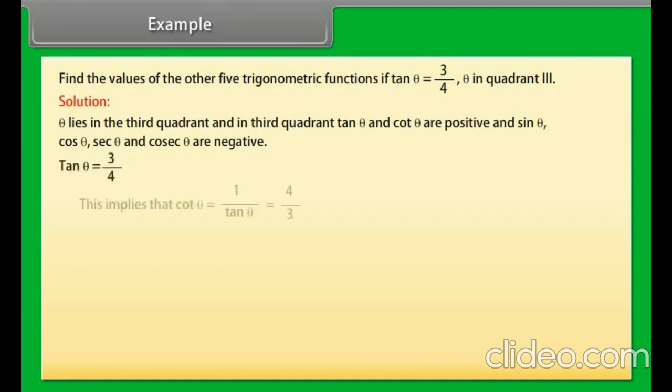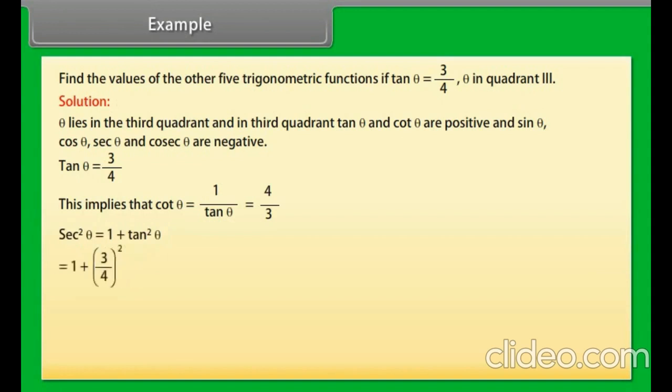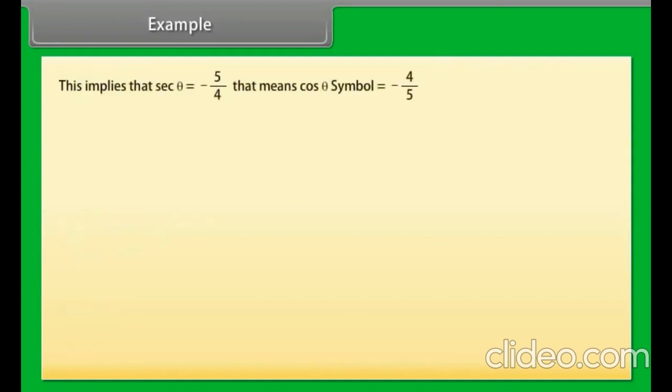This implies that cot θ = 1/tan θ = 4/3. Sec² θ = 1 + tan² θ = 1 + (3/4)² = 1 + 9/16 = 25/16. This implies that sec θ = −5/4. That means cos θ = −4/5.